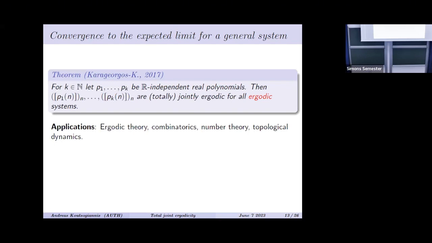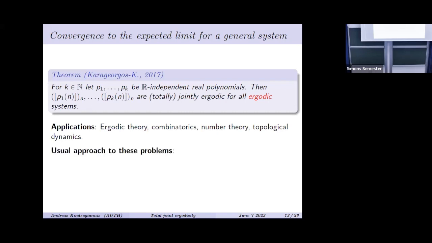And also topological dynamics. For example, you can find in a minimal system (X,T), you can find a dense G-delta set of points x in X, such that the diagonal point (x,x) is transitive with respect to the transformation T^floor(p_1(n)) times T^floor(p_k(n)). So that's it about applications.